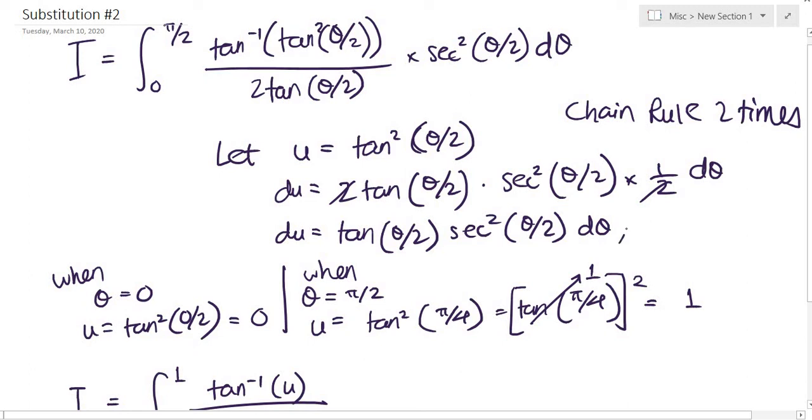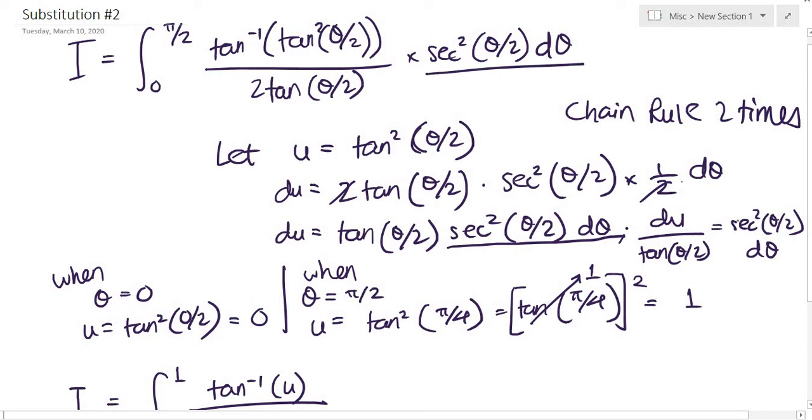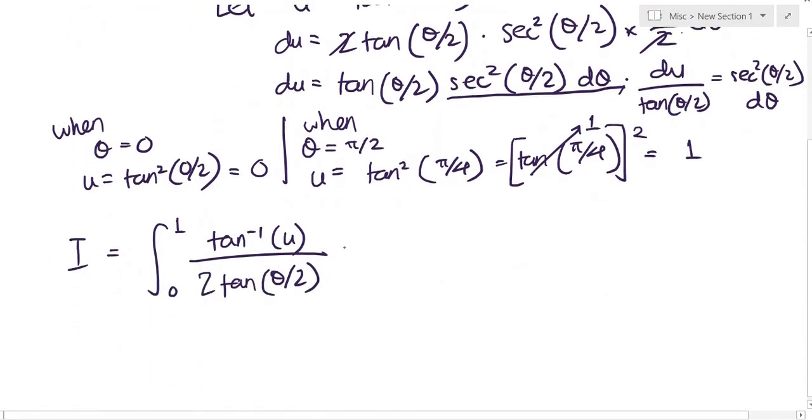So why don't we rearrange everything? Well, we have a secant squared theta by 2 and a d theta, so let's keep this part intact and then divide everything by tan theta by 2. So we have du over tan of theta by 2 being equal to secant squared theta by 2 d theta, which is basically the remaining part of our numerator.